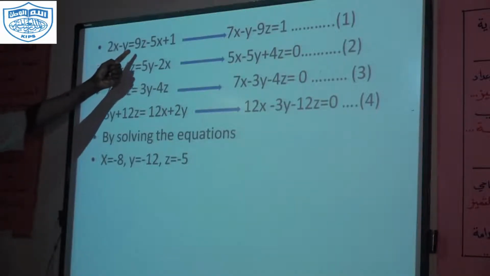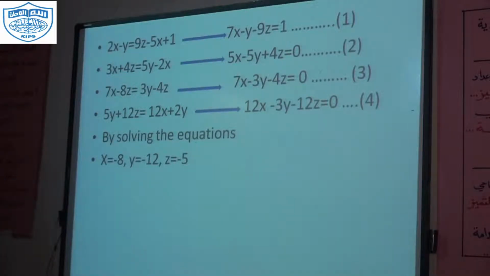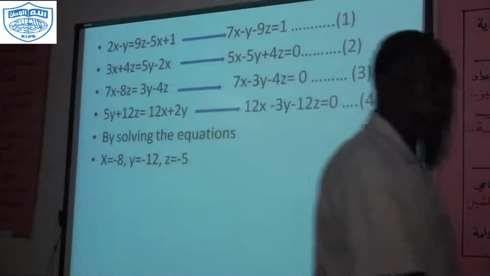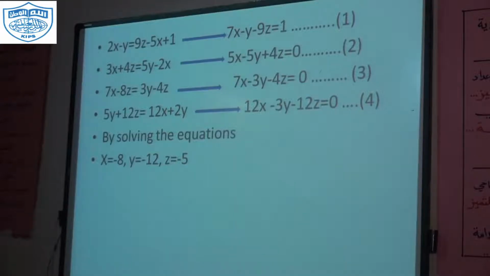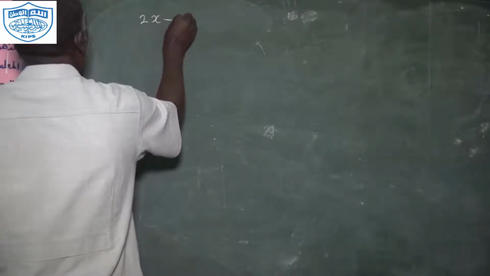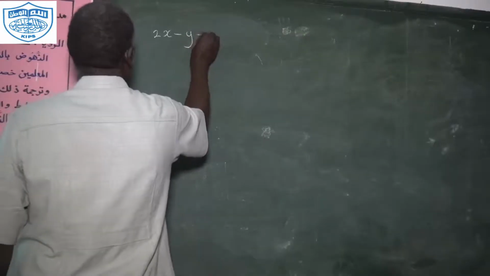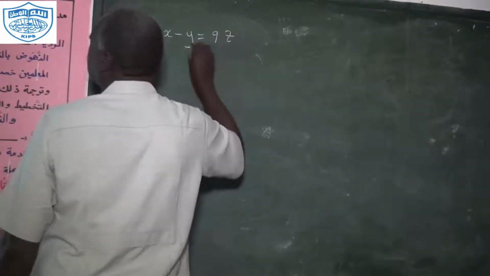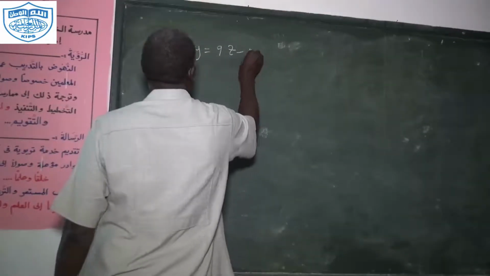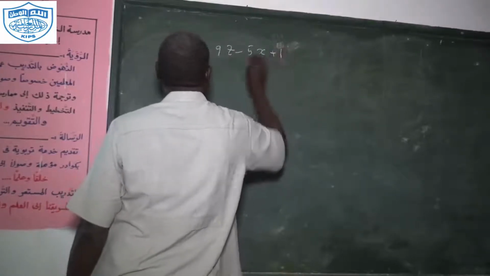2x minus y equals 9z minus 5x plus 1. To solve this system, the first equation is 2x minus y equals 9z minus 5x plus 1.